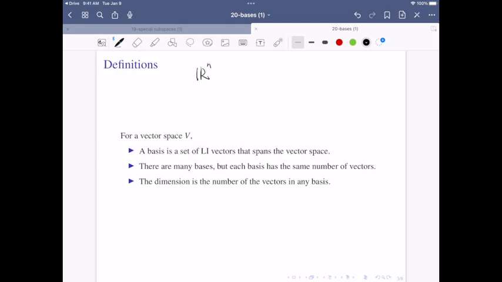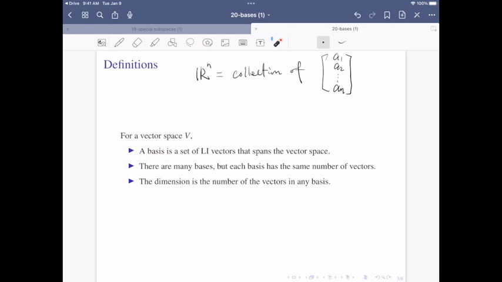environment. So Rn means usually the collection of all vectors given by a column vector with length n. Then we usually refer to this n as the dimension. Then what do we mean by dimension? To define that, we first define basis.